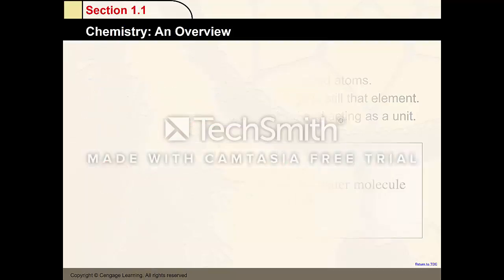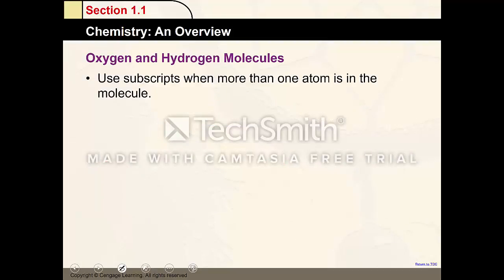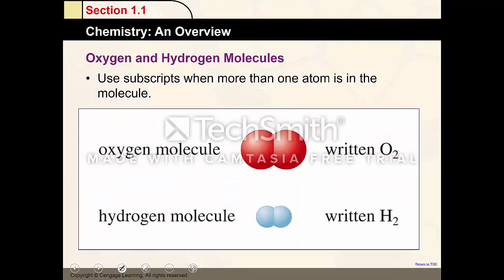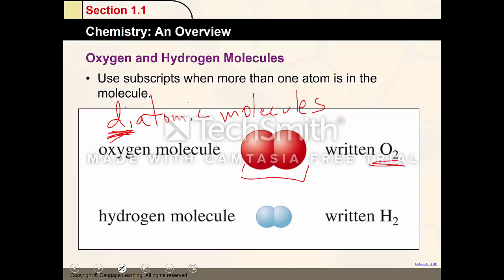There are special types of molecules that are called diatomic molecules. The prefix di means two, so they are two-atom molecules of the same atom joined together. This first one here, oxygen, is written O2 because it's two oxygen atoms attached to each other. So it is a diatomic molecule.